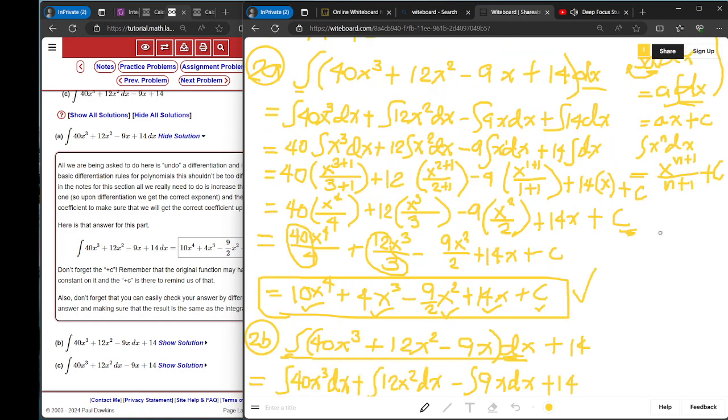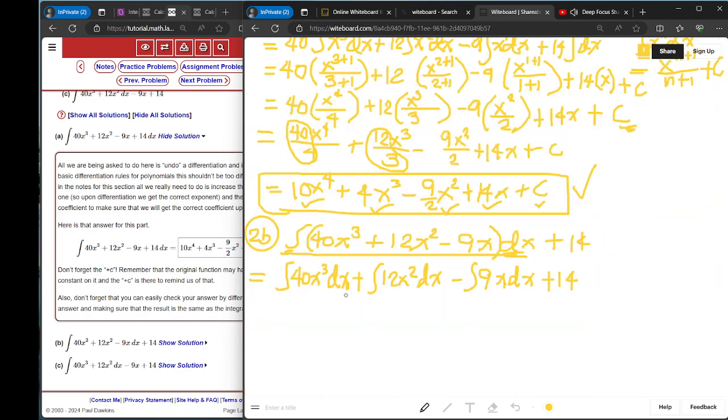Then we'll go back to these properties. But before that, we'll have to move out the constant values, or those numbers. We move them outside the integral sign. So we will have 40 times the integral of x cubed dx plus 12 times the integral of x squared dx minus 9 times the integral of x dx plus 14.